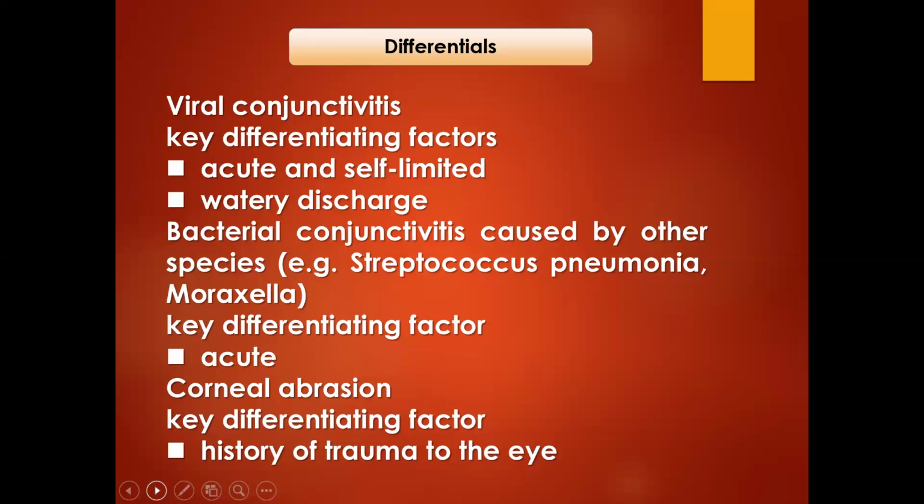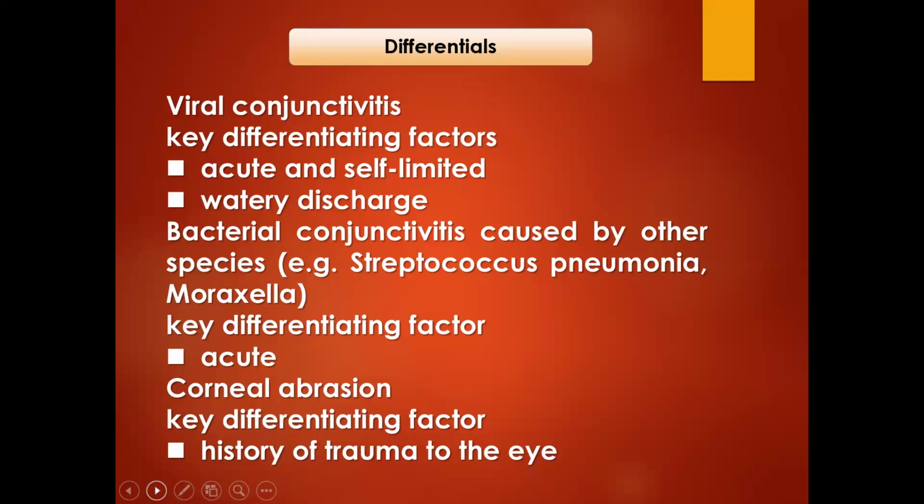And this bacterial conjunctivitis is caused by species such as Streptococcus pneumoniae and the like. However, the key differentiating factor is that in bacterial conjunctivitis, it is acute and there is pus formation, and the discharge is more of pus.